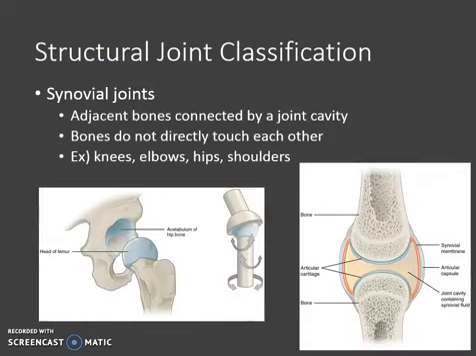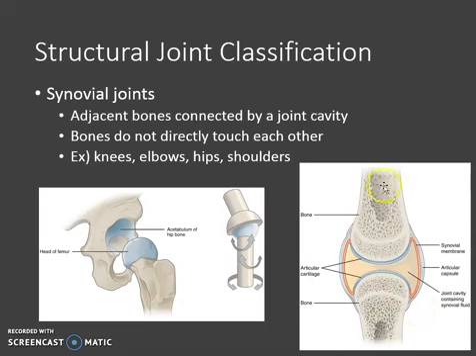And then the most common type of joint that you're probably the most familiar with are called synovial joints. These are joints in which the bones are connected by a joint cavity. So the bones themselves don't actually touch each other. There's a little bit of space filled with fluid in between them. Some examples are your knees, elbows, hips, and shoulders. You can see here, this is a generic example of a synovial joint.